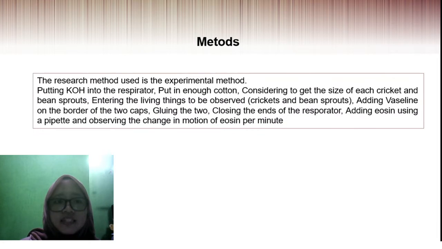Methods: the research method used is the experimental method. Put KOH into the respirometer, put in enough cotton, considering the size of each cricket and bean sprout, enter the living beings to be observed, the cricket and bean sprouts, add Vaseline on the border of the two caps, glue the two, connect the ends of the respirometer, add eosin using a pipette and observe the change in motion of eosin per minute.